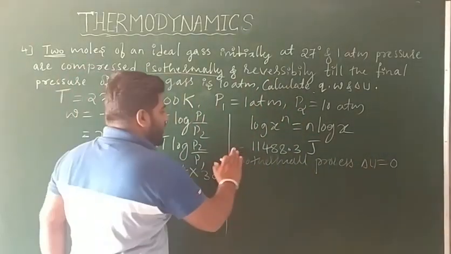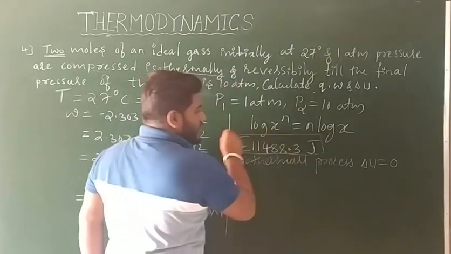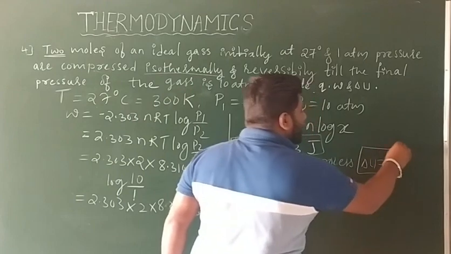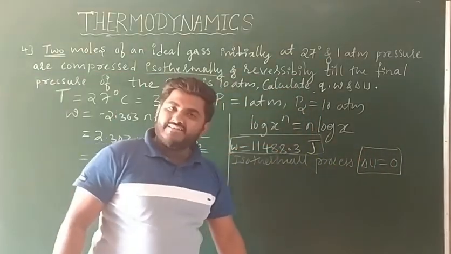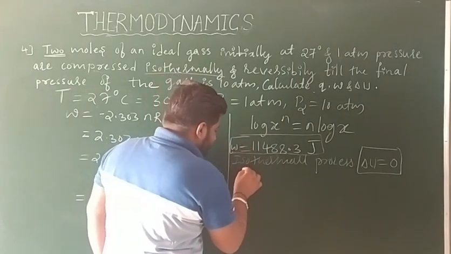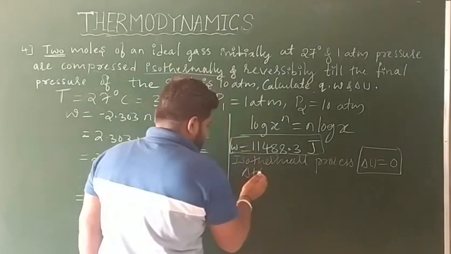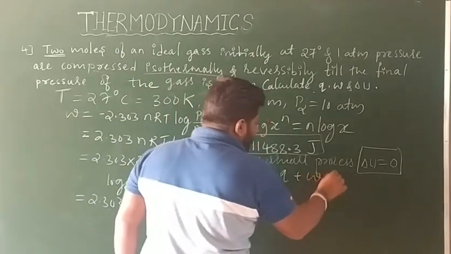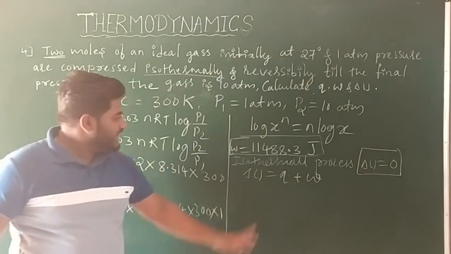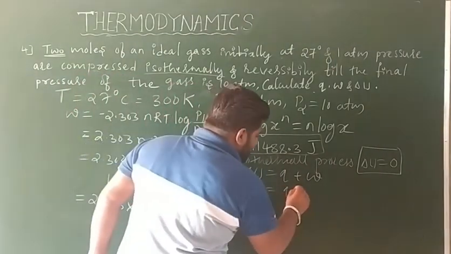W is equal to this much we got, and for del U is equal to 0 we got. Now what we want, guys? We want Q. Del U is equal to Q plus W from the first law of thermodynamics. So del U is 0. Put here 0, Q plus W.